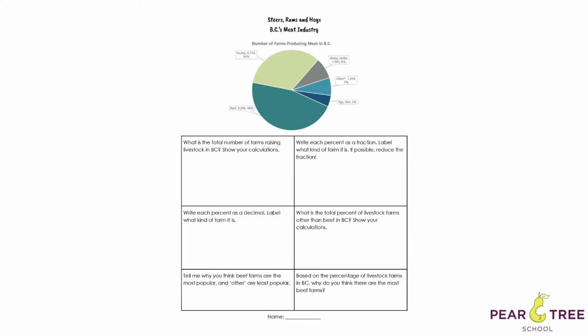This next one here was related to a different activity, still connected to urban farming, but it's related to livestock. So here it's about the meat industry, and they're having to interpret data that's provided to them. So the first question asks, what is the total number of farms raising livestock in BC? So now they're not thinking in terms of percentages, they're thinking in terms of numbers.